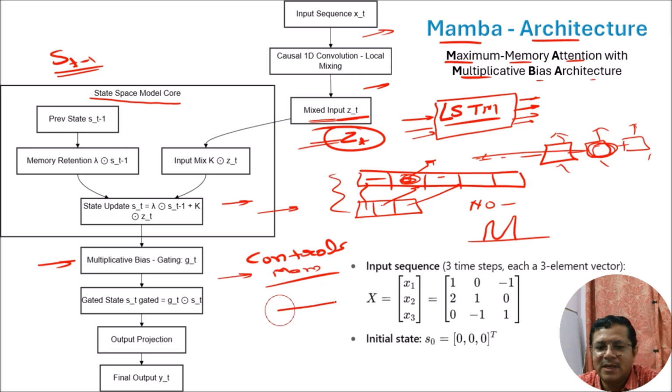This multiplicative bias or gating is actually achieved through a single perceptron layer. This perceptron contains a summation layer and a sigmoid layer. The sigmoid layer is very important because it returns a value between 0 and 1. And this value between 0 and 1 decides which part of the memory states is useful for the next stage and which part of the memory is not useful for the next stage.